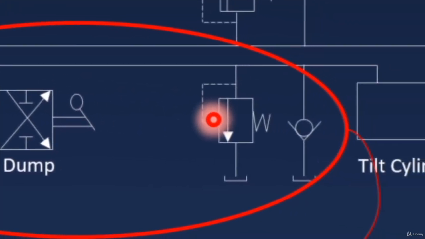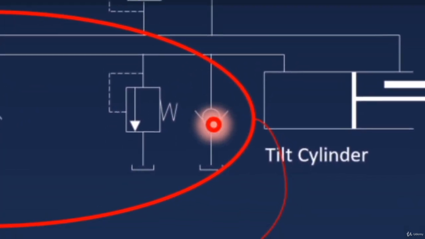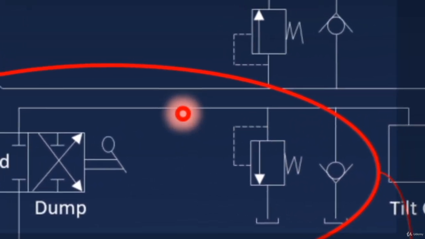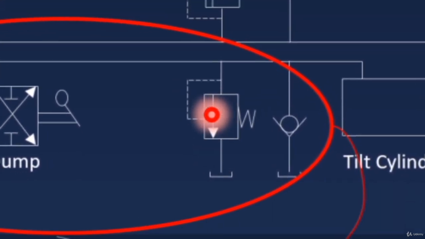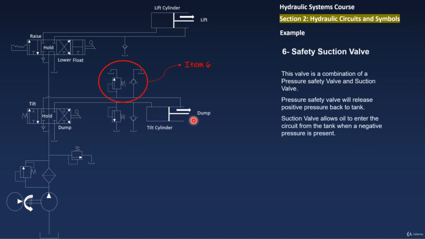Then a check valve to stop the work equipment from dropping when the spool is just opening, and excess pressure or excess oil will go back to the tank. Then we have a safety suction valve. This valve is a combination of a pressure safety valve and a suction valve. The pressure safety valve will release the positive pressure back to the tank, and the suction valve will allow oil to enter the circuit from the tank when a negative pressure is present.